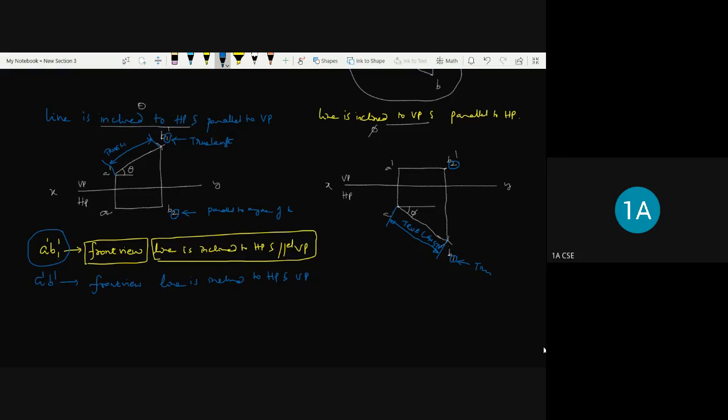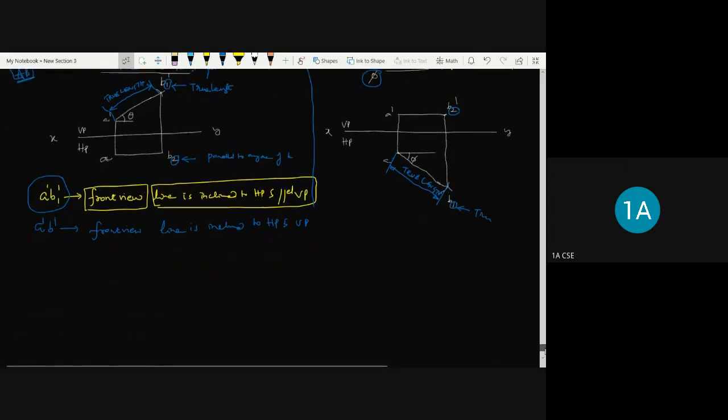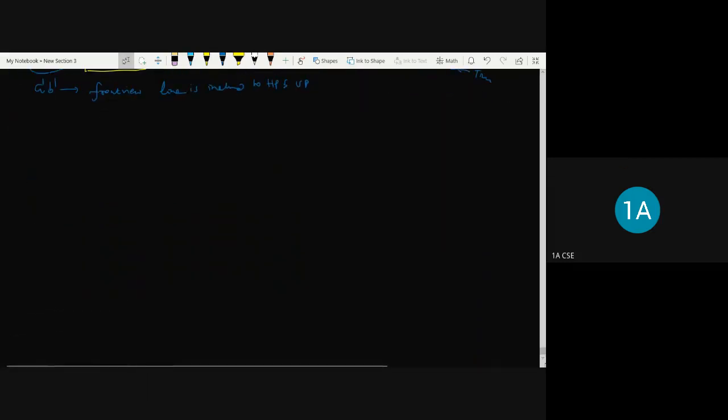So here I am using the true lengths and true inclinations, theta and phi. The true length of the line has been given, so AB is also known. The length of the line and the true inclinations are known, so we can draw separately. These are the separate diagrams when the line is inclined to HP and when the line is inclined to VP. Now I am combining these two diagrams. See, I'll just draw.